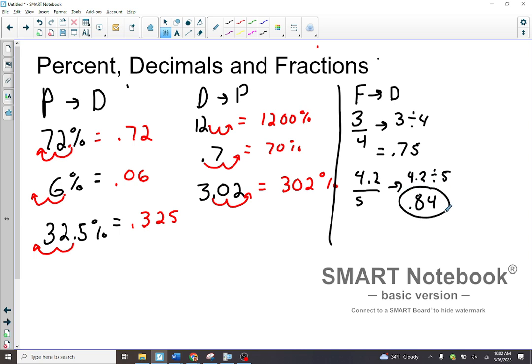0.84. Yeah, 0.84. So when you do fraction to decimal, it's very easy. Use your calculator.